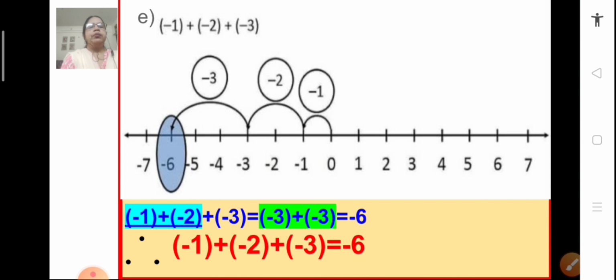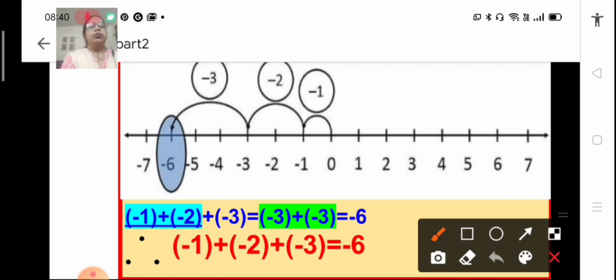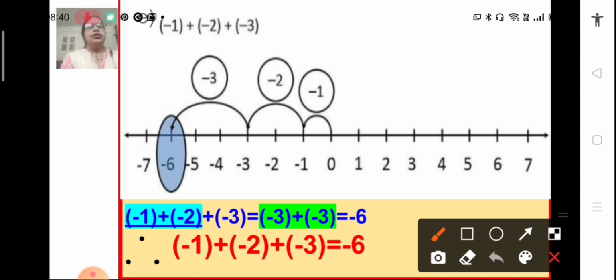Next, E, negative 1 plus negative 2 plus negative 3. So, 3 times we have to move. Negative 1: from 0 to negative 1, we move to the left. This is negative 1. For negative 2, from negative 1, we move 2 steps further to the left, we reach negative 3, and from negative 3 again 3 steps to the left, and we get negative 6. So negative 1 plus negative 2 plus negative 3 is equal to negative 6.